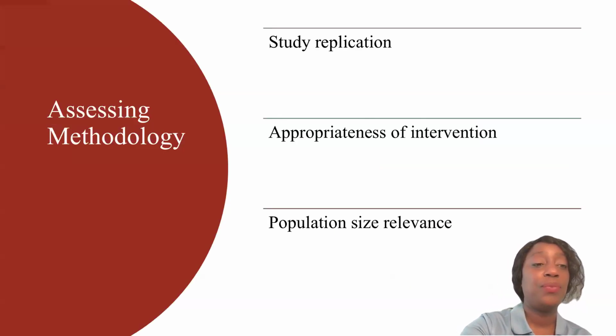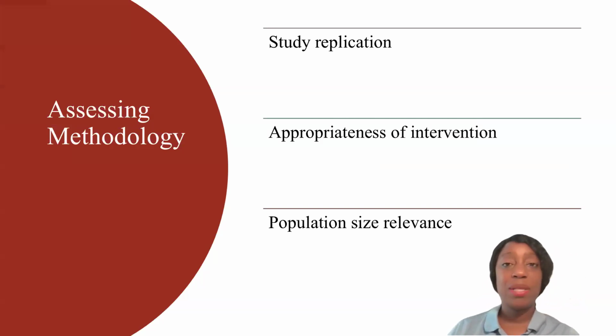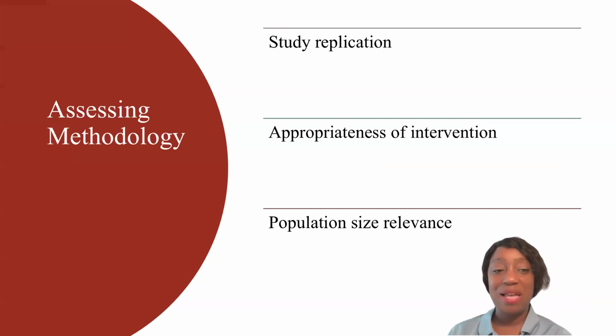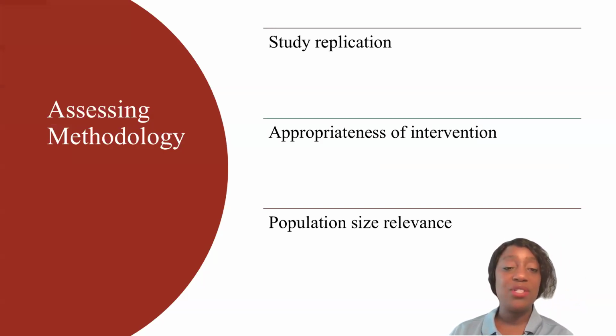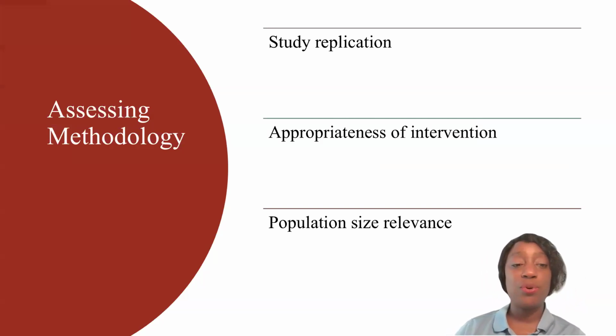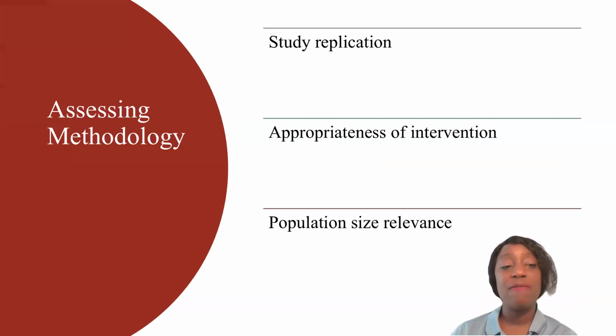Assessing methodology. So we're going to look at methodology. Can the study be replicated based on description? If the methods aren't detailed enough for another researcher to duplicate, that raises a red flag. We also need to assess if the intervention used in the study was appropriate for answering the research question. Finally, was the population size suitable for the study's objectives? All of these factors are critical in evaluating the study's rigor.